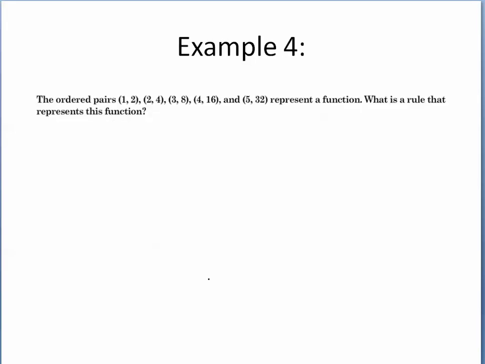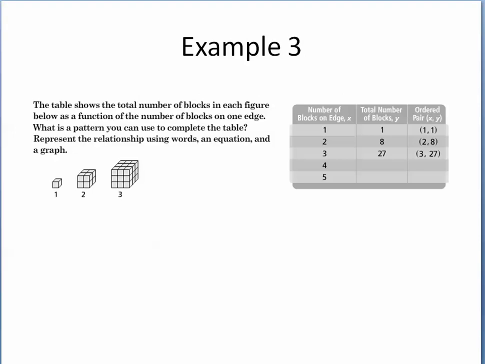Alright. Oops. Go back to number 3. So the table shows the number of blocks in each figure. Alright, so we have 1 block. So it's looking at the number of blocks on each edge versus the total number of blocks. So this is the edge, 1. This is the edge, 2. This is the edge, 3.